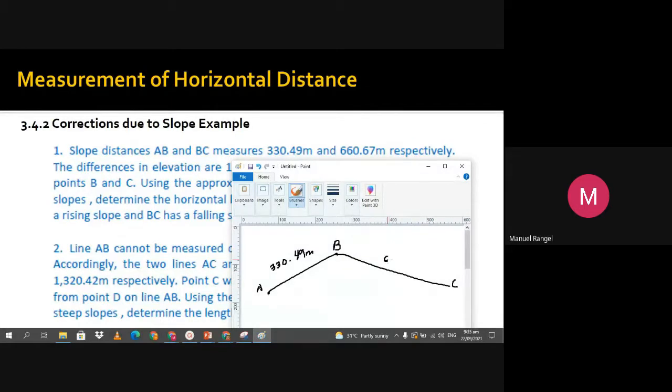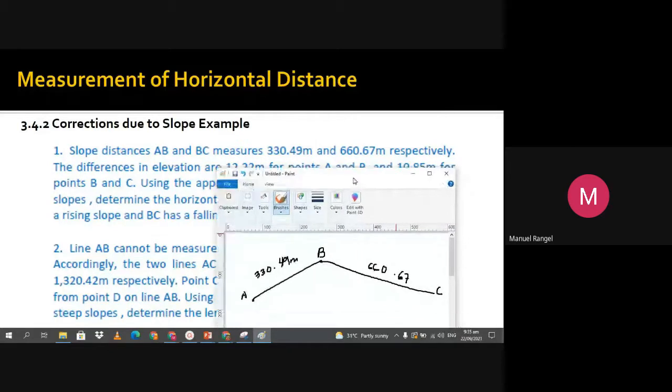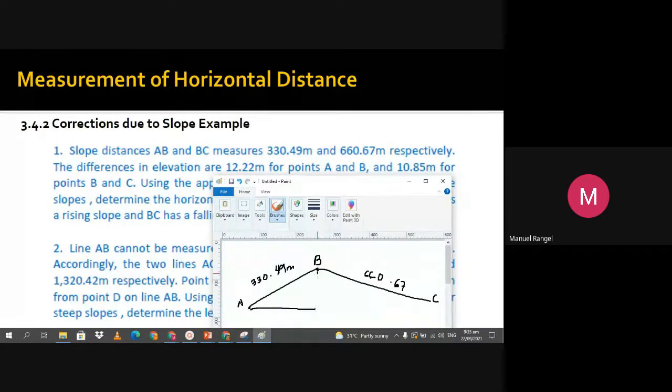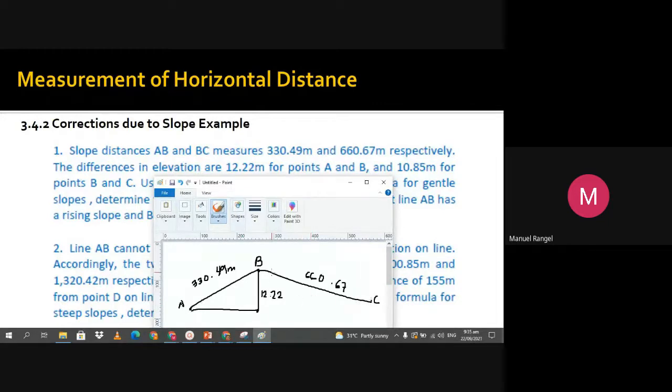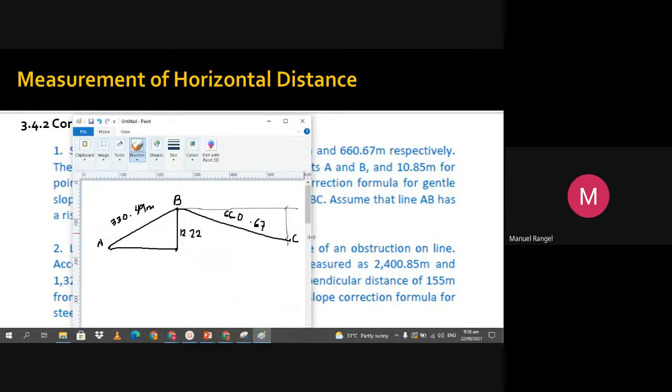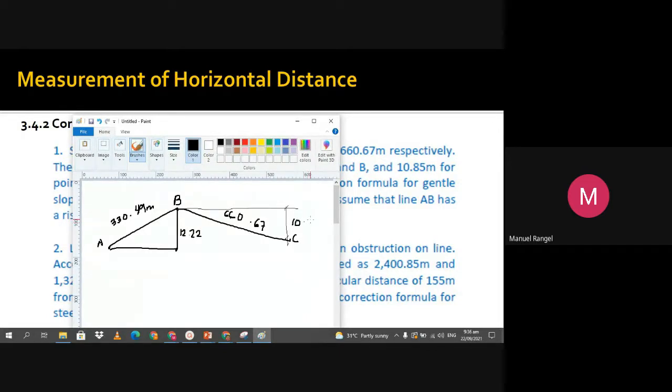660.67 meters. So the differences in elevation are 12.22 from point A to B, and 10.85 for point B and C. So those are the givens.